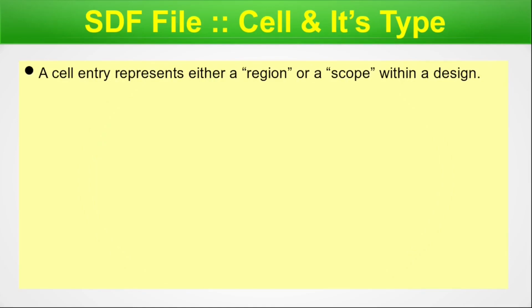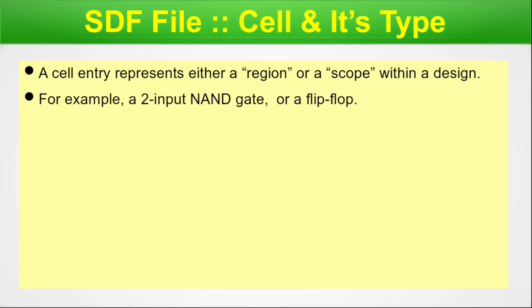A cell entry represents either a region or a scope within a design. For example, a 2-input NAND gate or a flip-flop. So these could be the instances of the cells from the actual standard cell library. Hence, they can be region. Physically, if you look into the layout, any cell is basically a region. And programming or coding wise, it could be called a scope. So I explained these 2 lines.